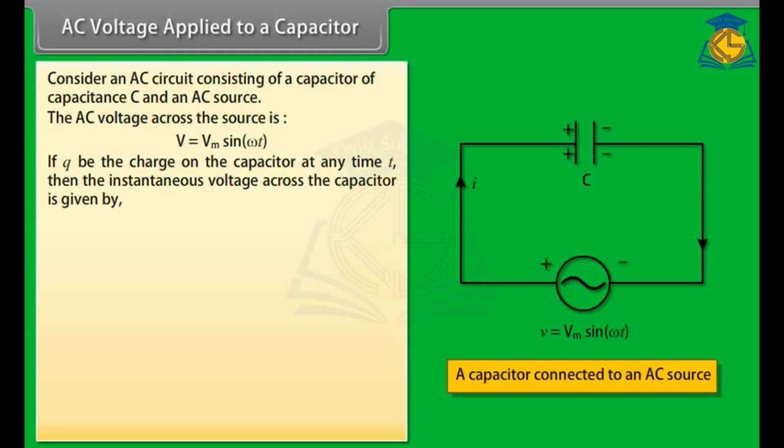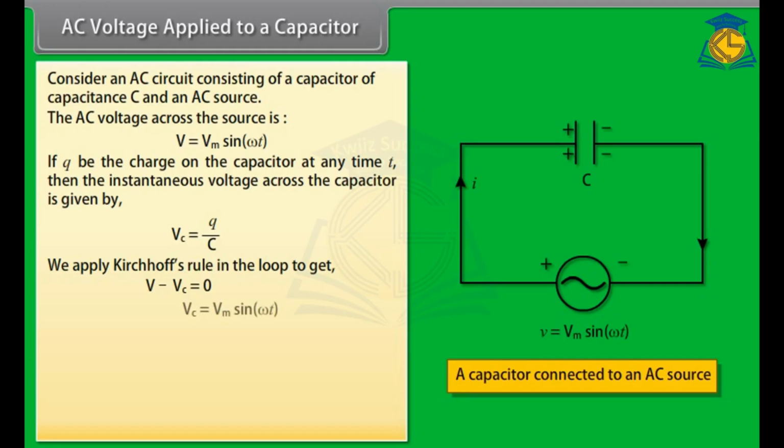If Q be the charge on the capacitor at any time t, then the instantaneous voltage across the capacitor is given by Vc is equal to Q divided by C. We apply Kirchhoff's rule in the loop to get V minus Vc is equal to 0. Now we put the value in the above equation. Vc is equal to Vm sin omega t.